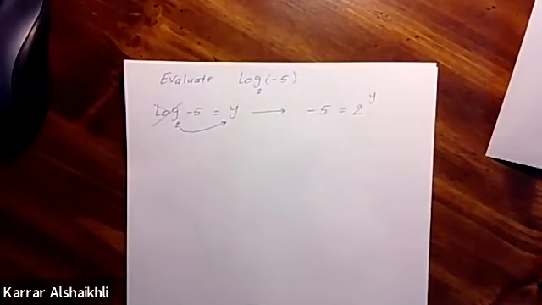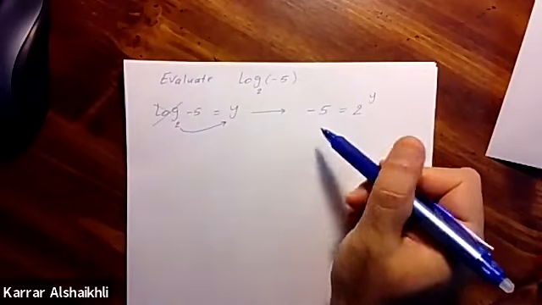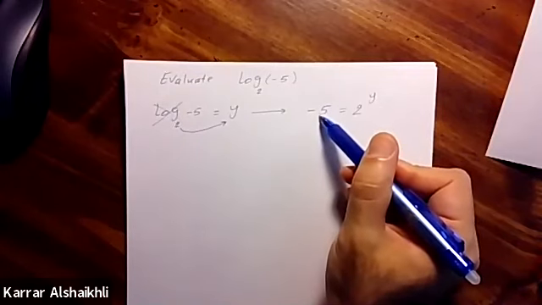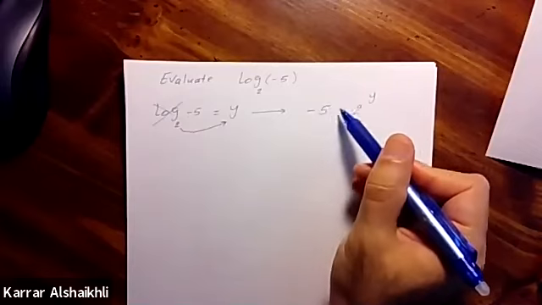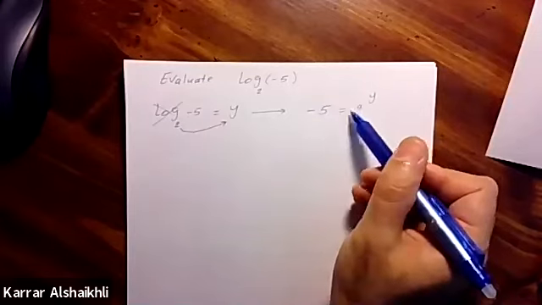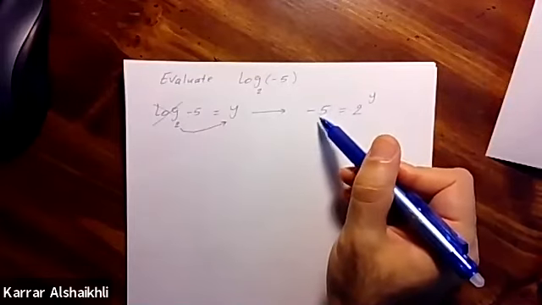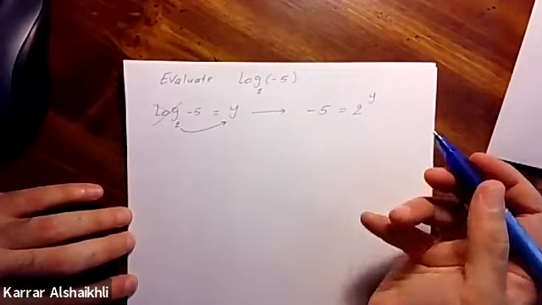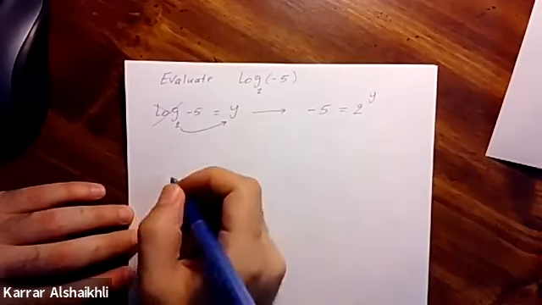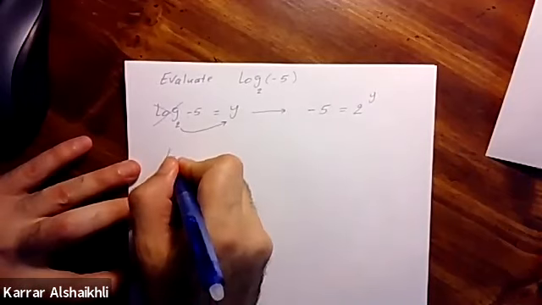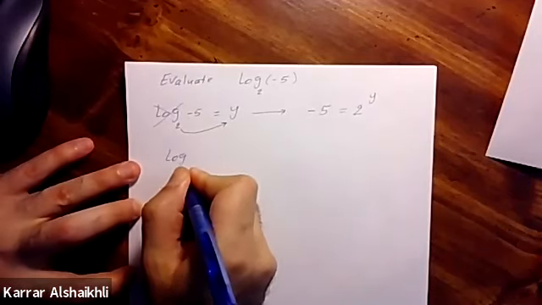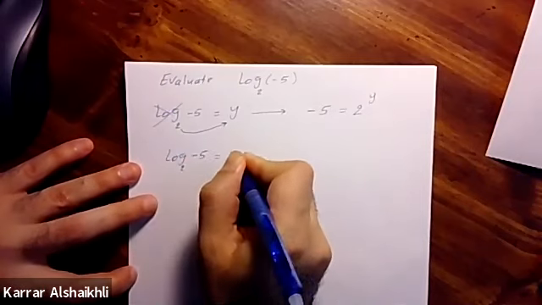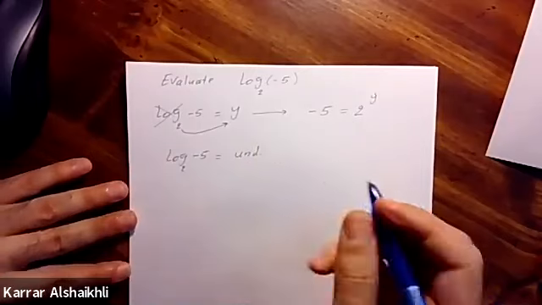Even if you can't move this one on the bottom, and you can't find a number with base 2 to the power negative 5 to simplify this one, to write down negative 5 as a 2 to the exponent, that means until here you can't find the solution. So it's going to be undefined. Log to the base 2 of negative 5 also is going to be undefined.